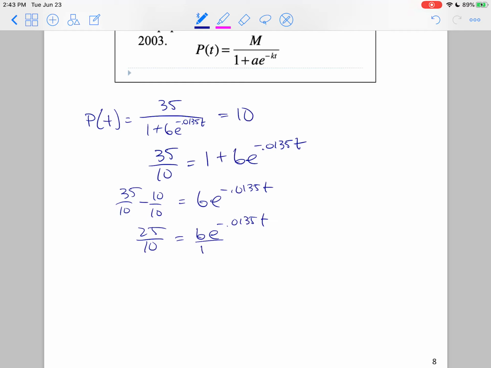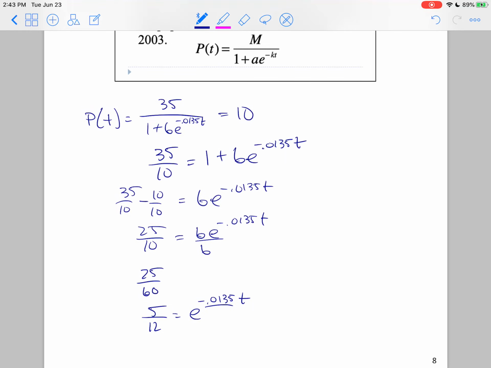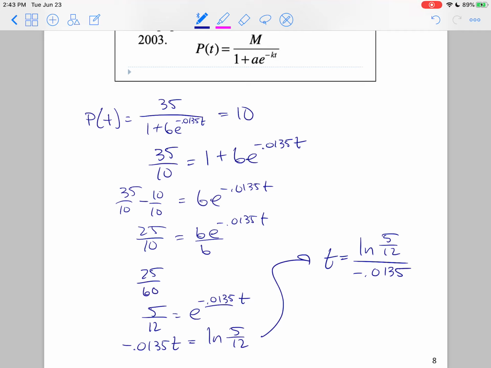Then I can also divide by 6, which gives me 25 over 60. That can definitely be reduced. Divide by 5, right? So that's 5 over 12 equals e to the negative 0.0135t. I need to get at this exponent now, so I'm going to ln both sides or rewrite it as a logarithm. Either way, I'm going to get that negative 0.0135t is equal to ln of 5/12, which means that t is equal to ln of 5/12 divided by negative 0.0135.